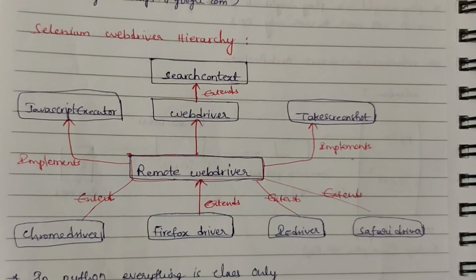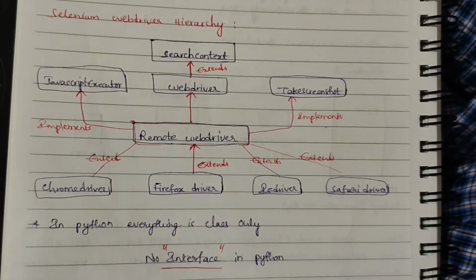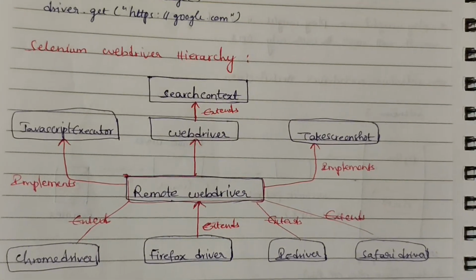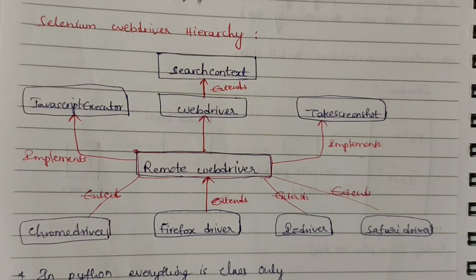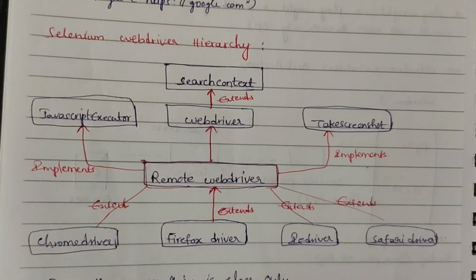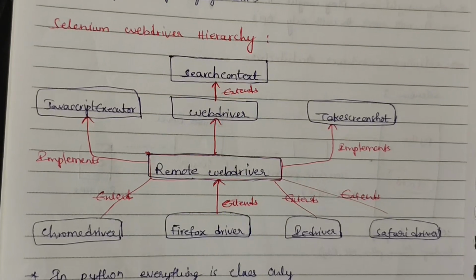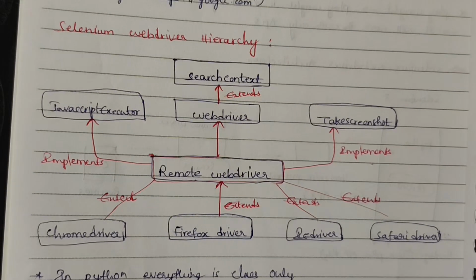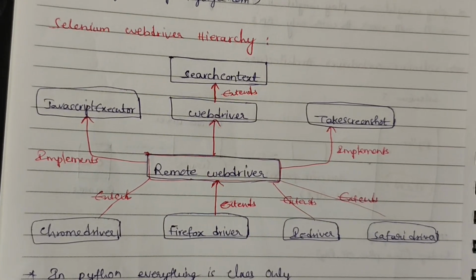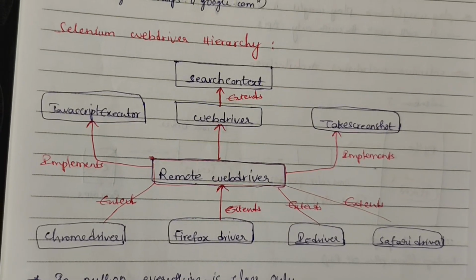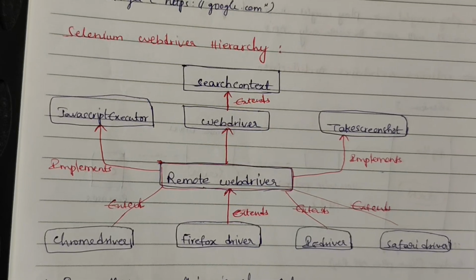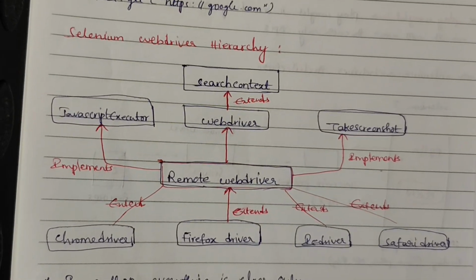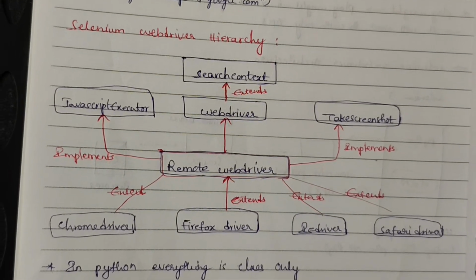So this is the Selenium WebDriver hierarchy. First is the RemoteWebDriver. RemoteWebDriver has multiple classes like ChromeDriver, FirefoxDriver, EdgeDriver, SafariDriver. This RemoteWebDriver implements WebDriver. Above WebDriver, SearchContext is there. RemoteWebDriver also has the JavascriptExecutor and TakesScreenshot interfaces.